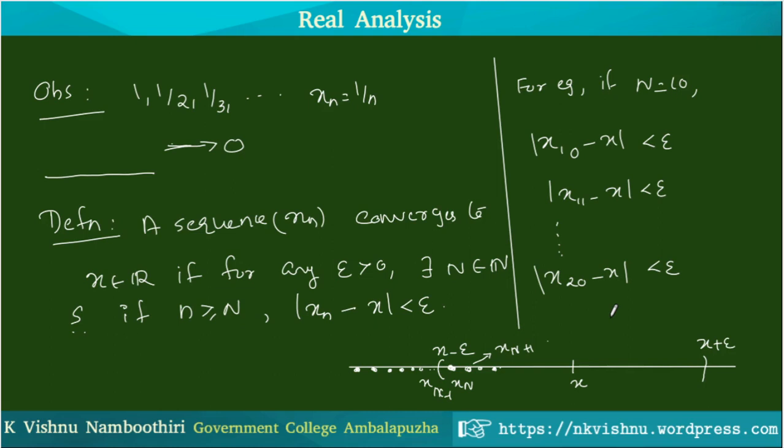Another important thing to observe is that this is for any epsilon greater than 0. So if we change this epsilon, we may have to find another N. We will clarify these things using an example here.